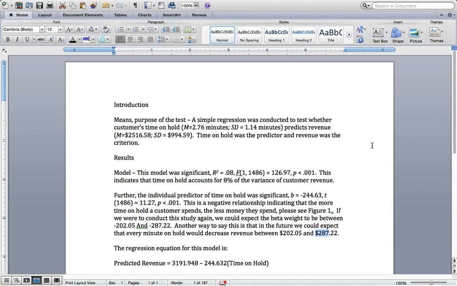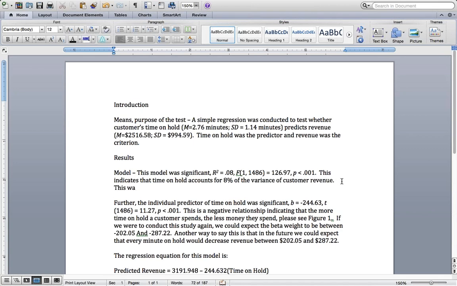Also remember that R square is your effect size. And we can translate it into very business-friendly language by saying this indicates that time on hold accounts for 8% of the variance of customer revenue. And I also want to add this is a small effect because it's less than 0.10. 0.10 to 0.2 is a small effect.